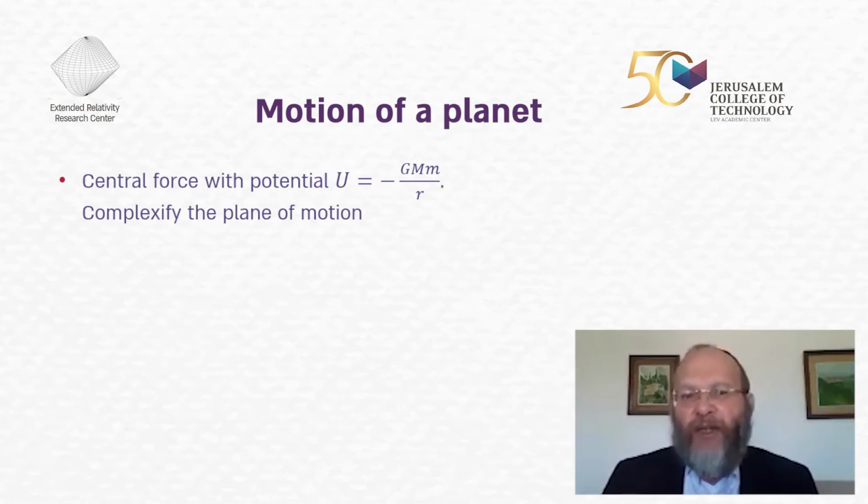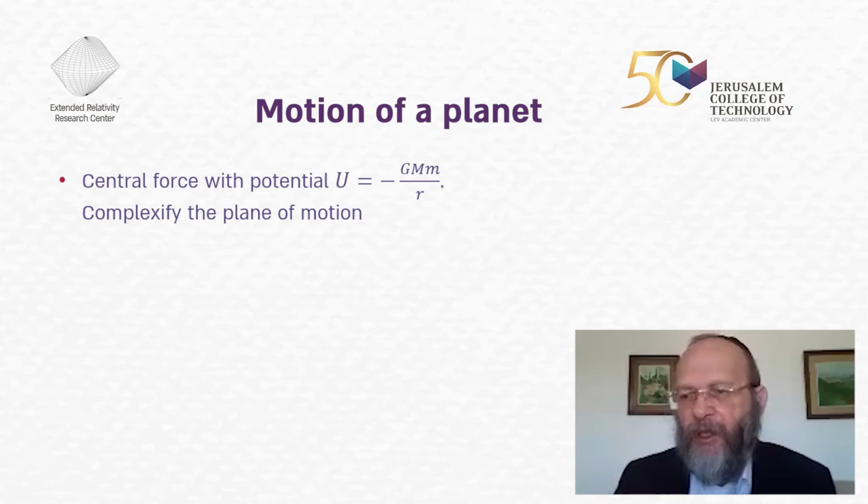So you have a central force, and you have a planet. Capital M we'll call the mass of the sun, which is put in the center of the axis. Small m is the mass of the planet that's moving around. As I said, the answer has to be independent of m because the gravitational field acts on all objects the same way.